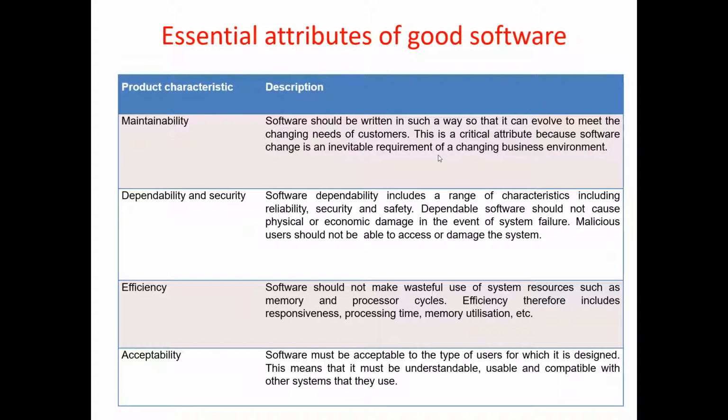Second, dependability and security. Obviously, this is very much required, because whenever we have any product, it should be dependable. We are dependent on that software. Generally, what dependability means is that it should be reliable. We require two things: it's reliable, it's available as and when we require it, and it should be secure.